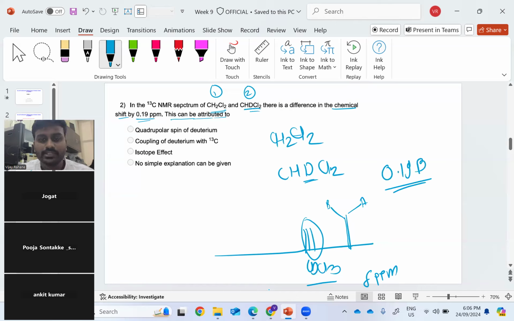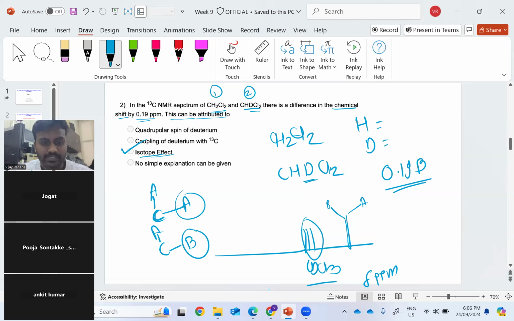This difference arises due to the difference in electronegativity between hydrogen and deuterium. We call these isotopes of each other, so this is due to the isotope effect, because both isotopes have different electronegativity. If the central carbon has two different groups attached that differ in electronegativity, in one there is A and A, and in the other there is A and B. As the electronegativities of A and B are different, we observe a different delta shift value for this carbon atom. So this is due to the isotope effect.